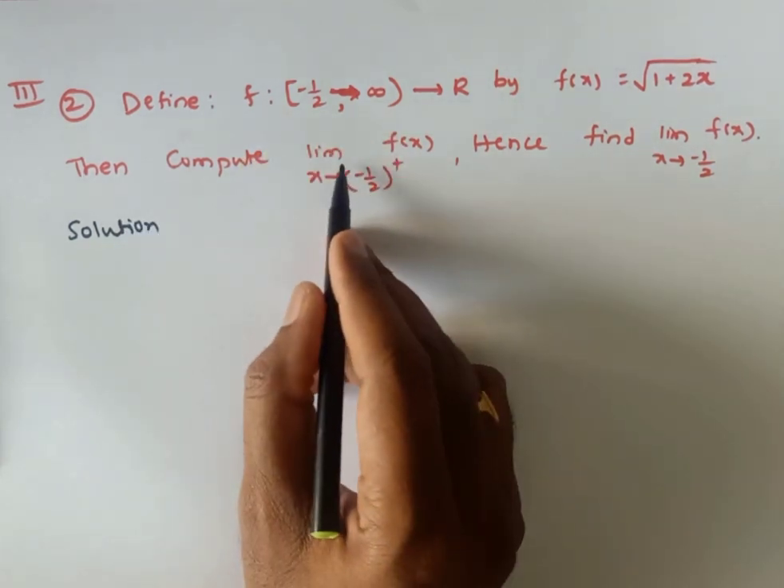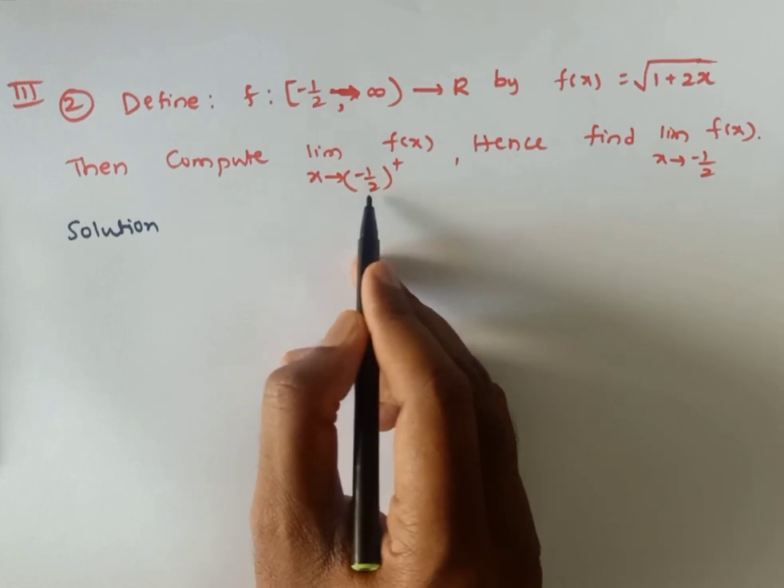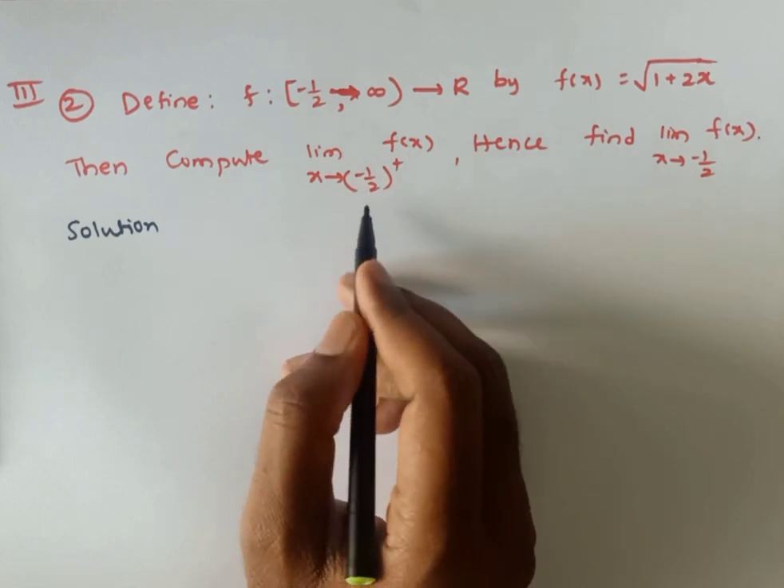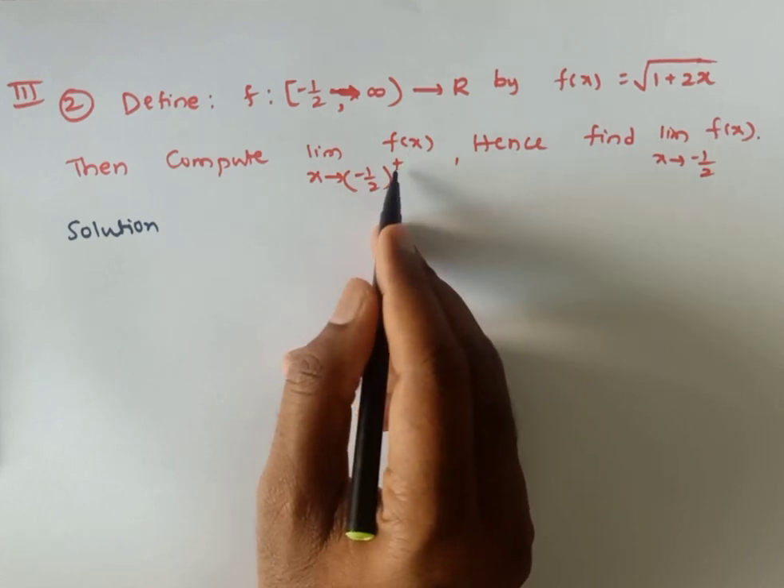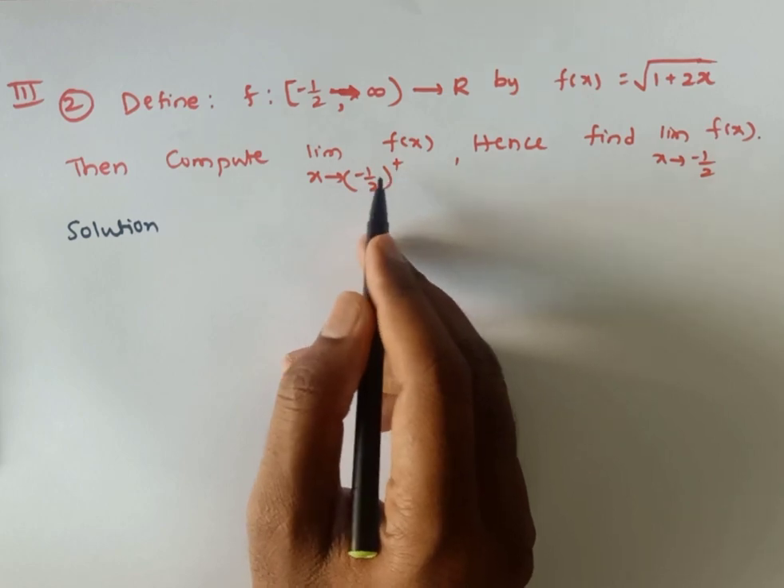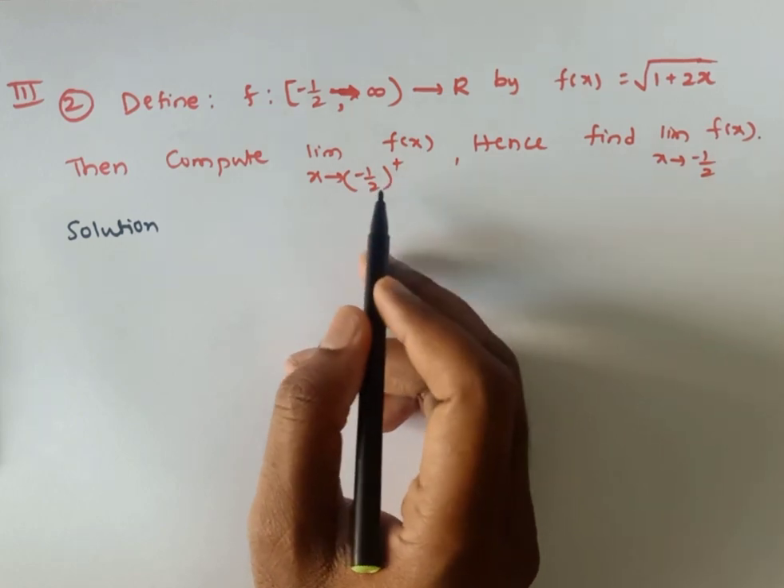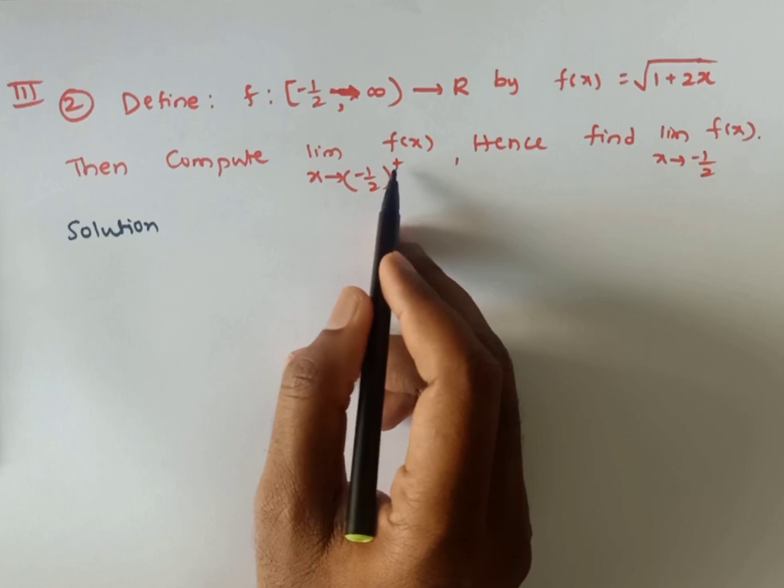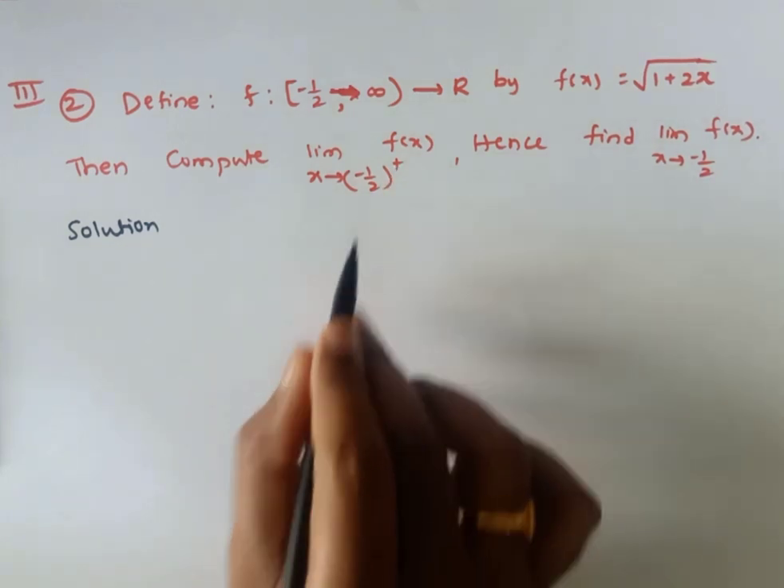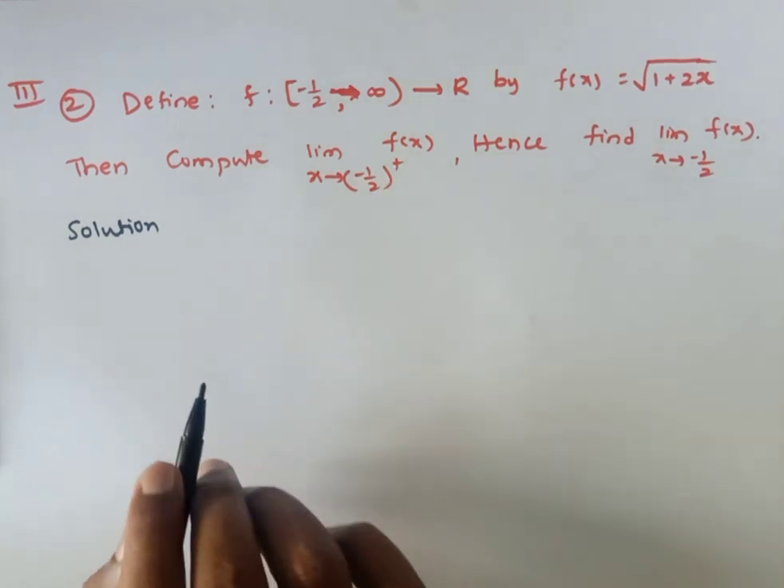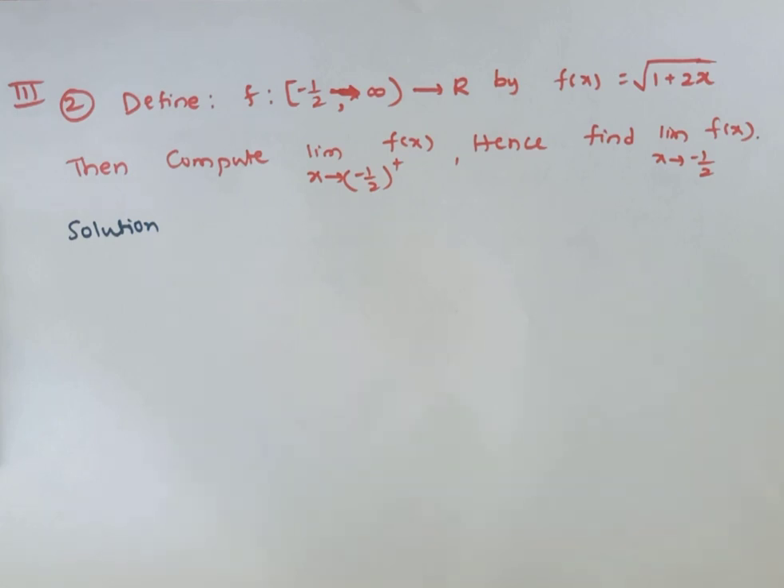Then compute the value of limit x tends to minus 1 by 2 plus of f of x. Minus 1 by 2 plus means a little bit more than minus 1 by 2. Then this indicates the right hand side of minus 1 by 2 of f of x. Now see here, we can use note number 1, right?